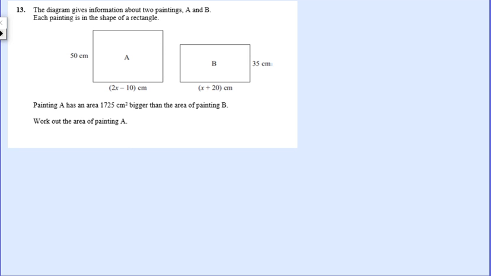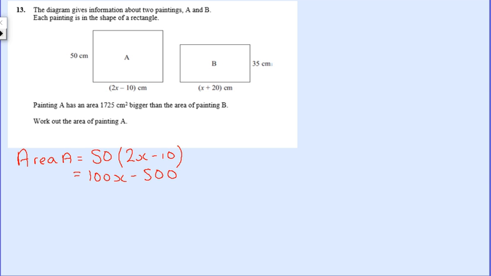Starting with a question on area. So we've got two rectangles, A and B. I'm going to start by just figuring out an expression for the area of A. So the area of A is 50 multiplied by 2x take 10. If I expand that out, my expression for the area is 100x take 500.